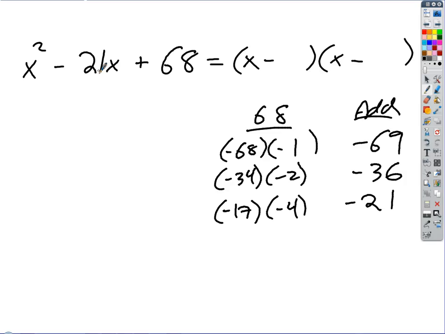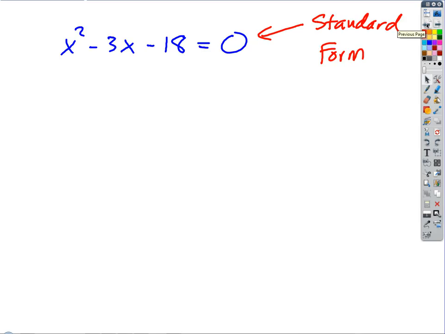Yeah, they're going to be close together, right? The smaller it is, the closer together the two numbers are. Okay? All right, so that's a good start. Now, why did we do this? Why is that so helpful?